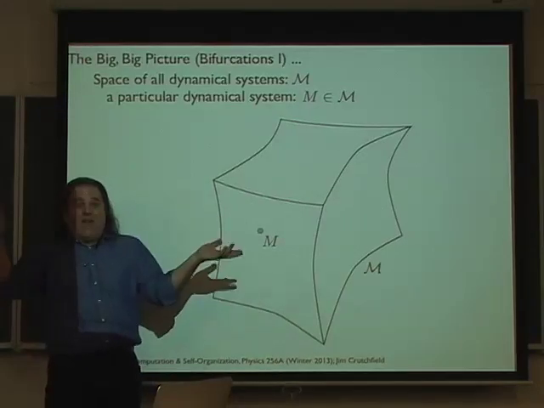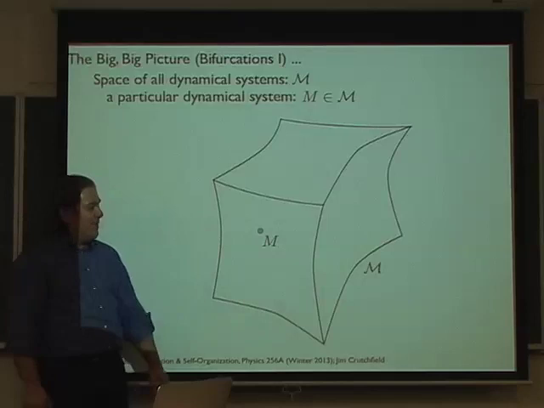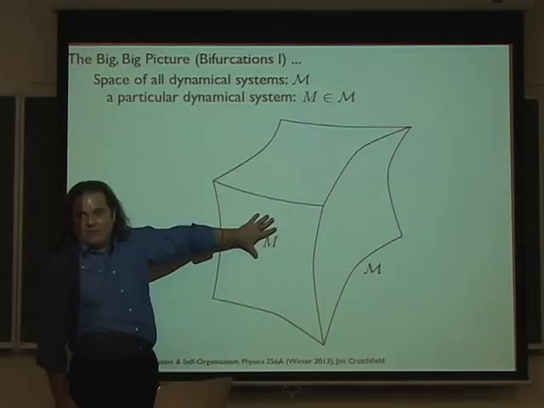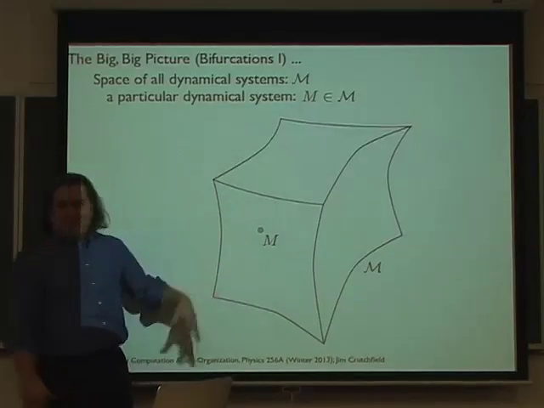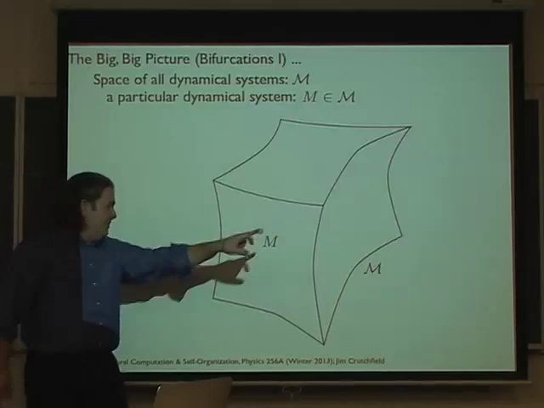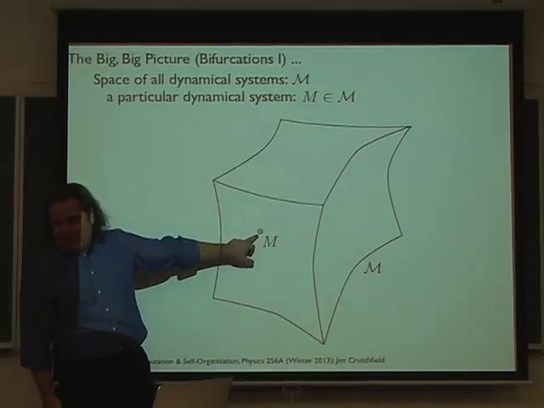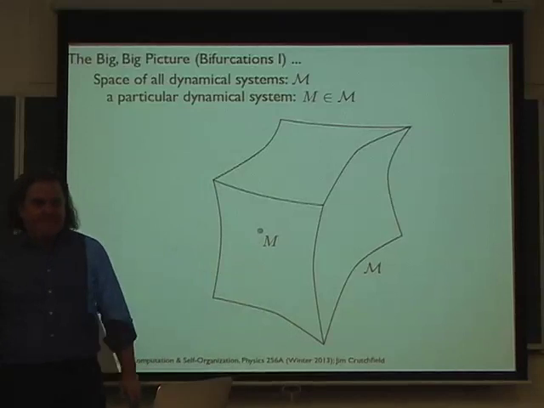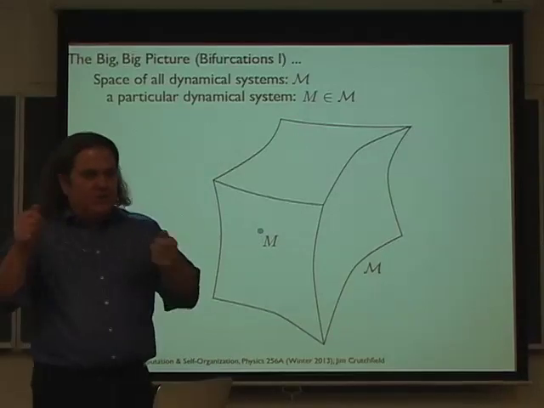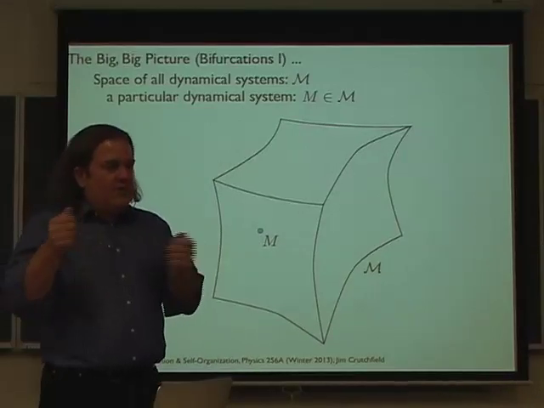I could put arrows any possible way at every point in three-dimensional space. But just kind of abstractly, this cube here is the space of all vector fields, and a point is going to be a particular vector field or a particular dynamical system. Okay? So how are we going to imagine changing control parameters?